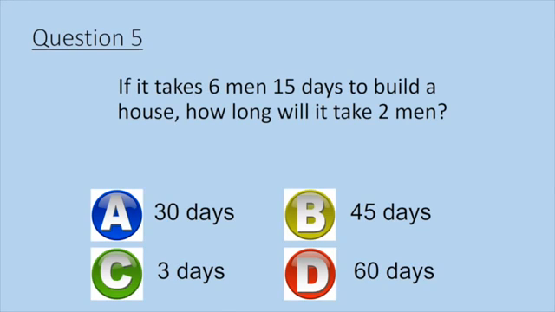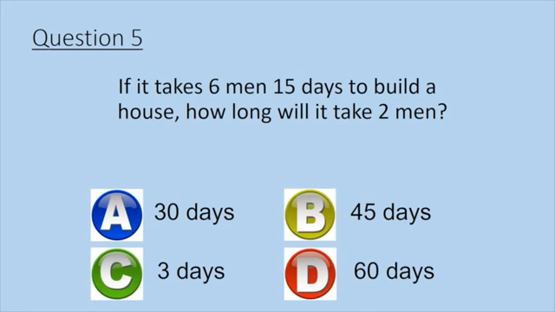Right, this is quite a tricky one and took a bit of practice, to be honest. So 6 men, 15 days to build a house. How long will it take 2 men? Well, it's going to take longer. So really C, 3 days, is a bit of a silly answer. So you only need to really concern yourself with A, B and D.